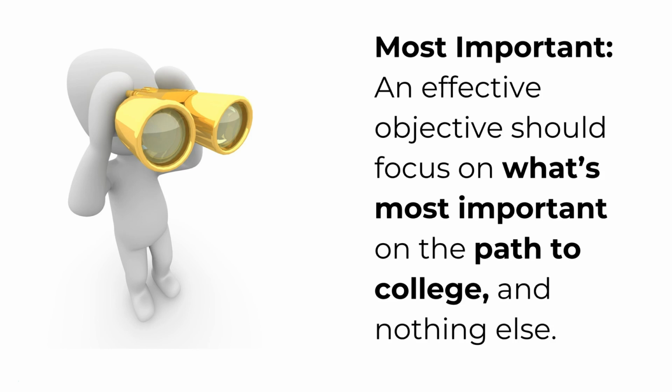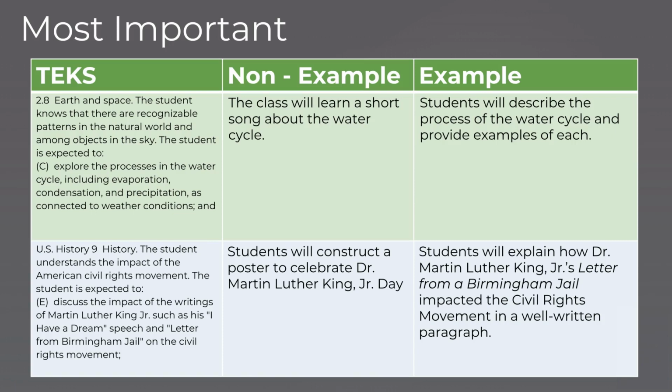The final component of the 4M lesson objective strategy is most important. An objective should focus on what's most important. Teachers need to choose activities and assessments carefully. These items should always be pushing students toward their next step in education. Again, here we have some examples and non-examples of creating objectives that are most important. Please pause the video and read through how to make a lesson objective the most important thing on the path to college. You could see that the examples are more rigorous and academic than the non-examples.